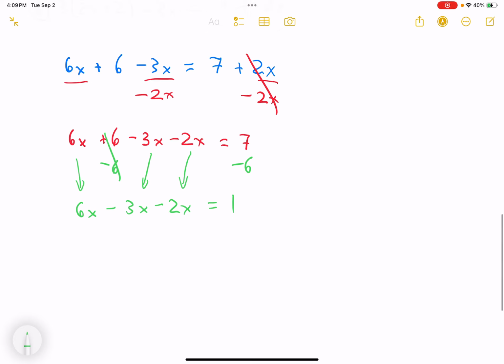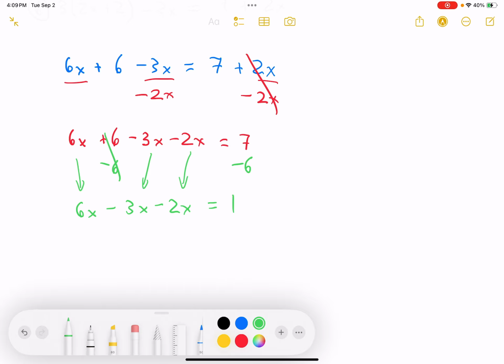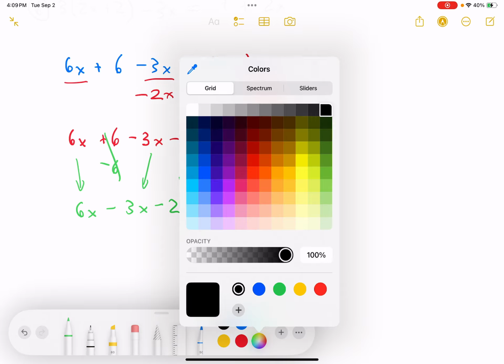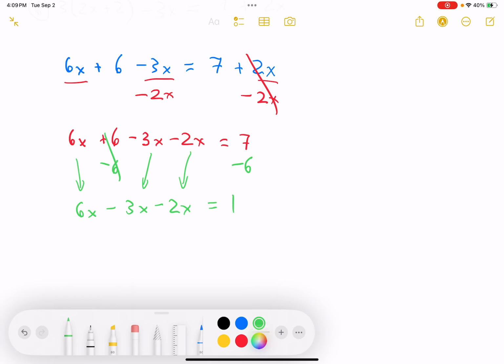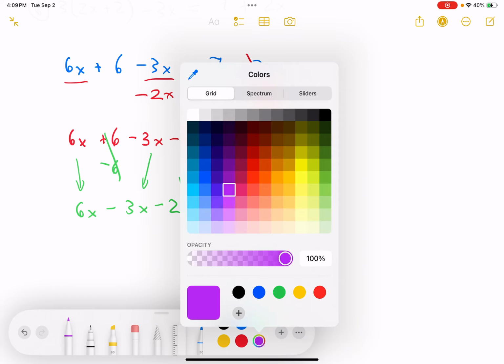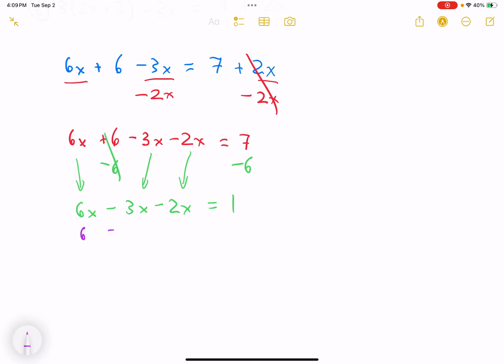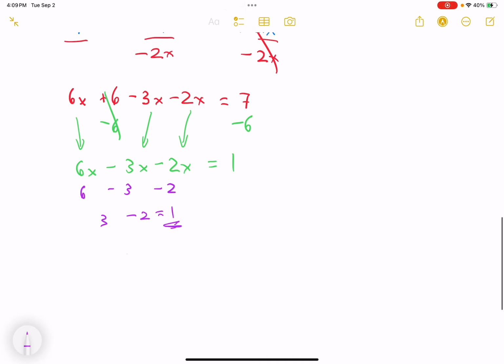Now, these are all x's, so what am I going to do? Well, let's do it in purple. There's some purple. Purple is the best. Okay. This is 6 of something called x minus 3 of something called x minus 2. 6 minus 3 is 3. 3 minus 2 is equal to 1. So 1x is what I should have left over. 6x minus 3x minus 2x is just x, and that equals 1. And that is our answer.